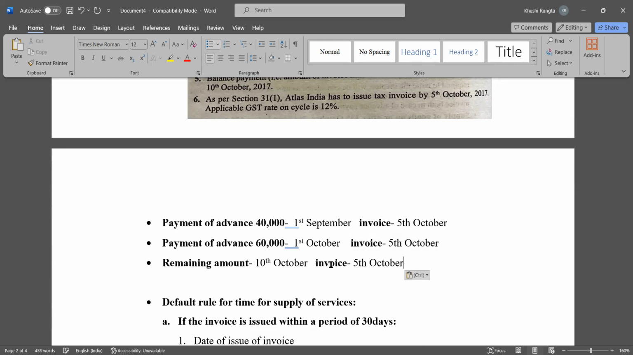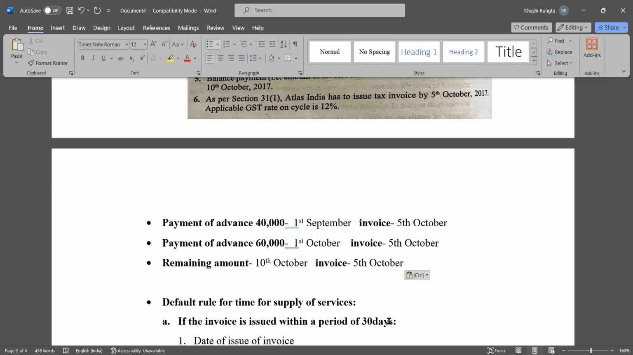See, every time whenever you go and purchase something, they won't give you different invoices, right? One invoice, however many times you pay them and however many installments, only one invoice is issued of the final amount. Now you have to determine the time of supply. This is all the information given. Now see, last point is as per section 31 of CGST, Atlas India has issued tax invoice by 5th October 2017. Applicable GST rate on cycle is 12%. So this all, issued tax invoice 5th October is what we have taken. And applicable GST rate doesn't matter to us because we are not computing the value. We are just determining the date, or means the time of supply.